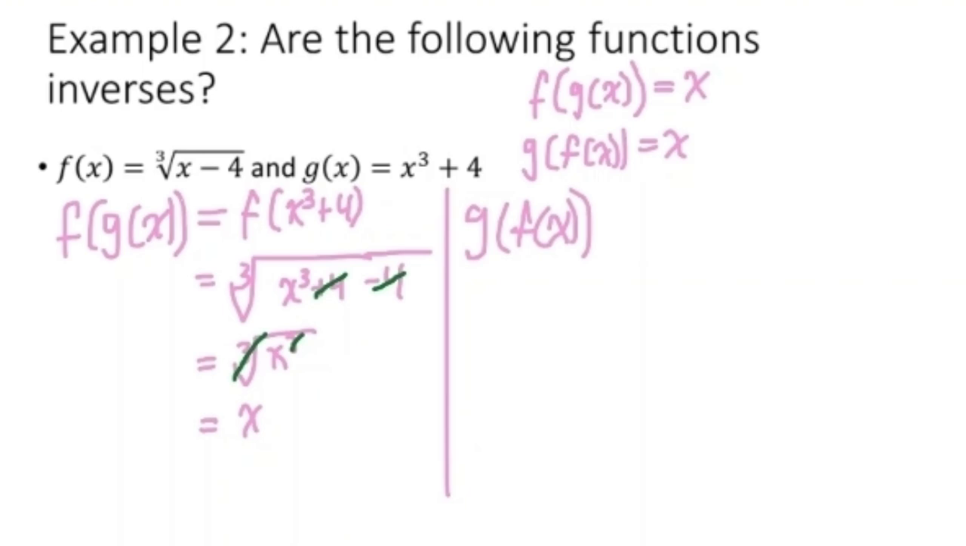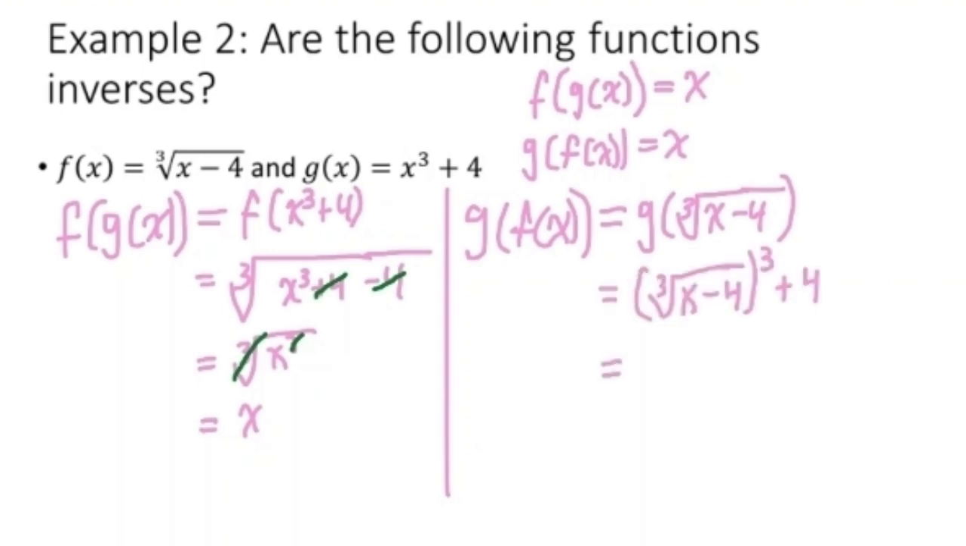Now we'll do the reverse and find the composition of g and f. So we're trying to find g of the cube root of x minus 4, which means everywhere in g that I see x, I'm going to replace it with the cube root of x minus 4. By definition, when we cube a cube root, the cube and the cube root effectively cancel, and we have x minus 4 plus 4. The 4's cancel, and we get x. So we see both compositions yield x, so these two functions are inverse functions.